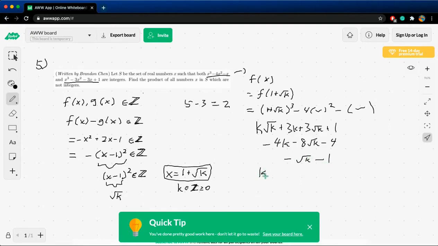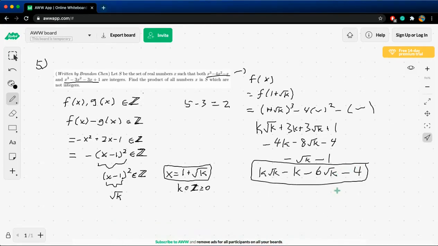So overall, we get k root k. And then here we have 3k minus 4k equals negative k. And then here we have plus 3 minus 8 minus 1, so it's minus 6 root k. And then here we have 1 minus 4 minus 1 equals minus 4. So we know that this must be an integer. Well, first of all, the 4 doesn't matter because we already know that 4 is an integer. We also know that k is an integer, so we can get rid of k. So we just want k minus 6 times the square root of k to be an integer.